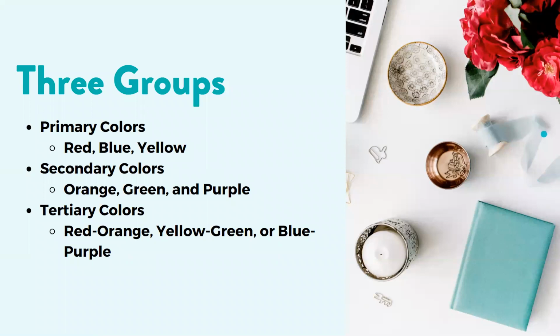Then we have 3 groups of color for our color theory. We have our primary colors, which are red, blue, and yellow. Then we have our secondary colors, which are created by mixing our primary colors. Then we have our tertiary colors, and this is by mixing the secondary and the primary colors.